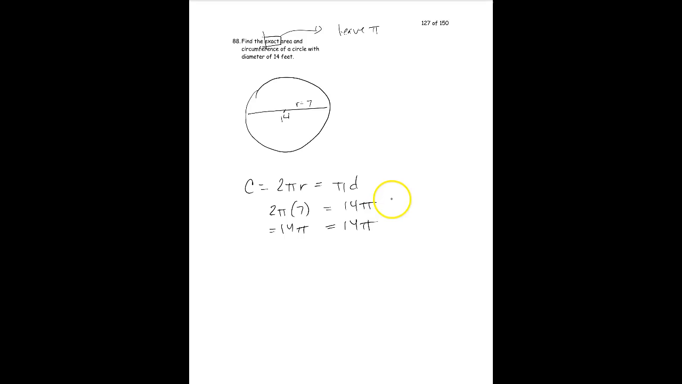So that's the circumference. The area of a circle is pi r squared. So in this case r is 7, squared. 7 times 7 is 49. So it's 49 pi. These units will be square feet, and this unit will be feet.